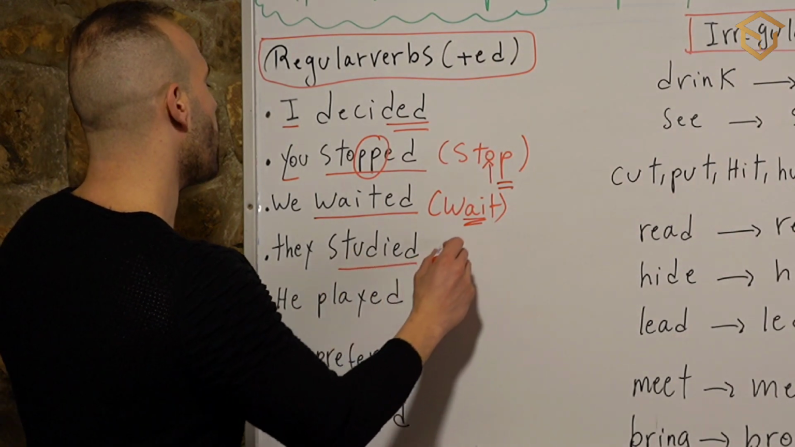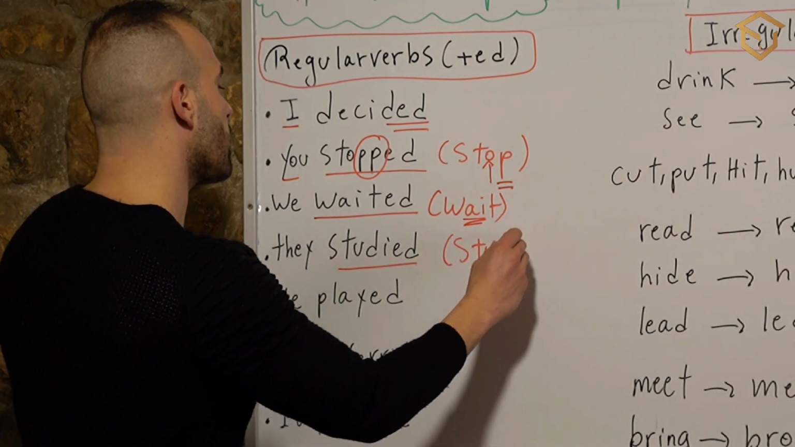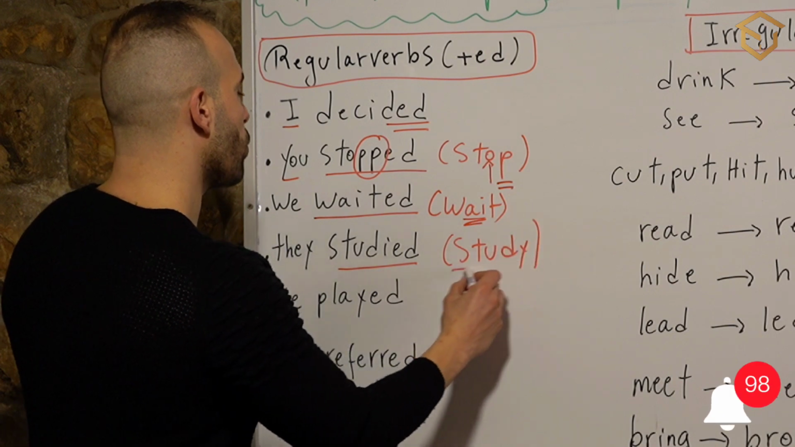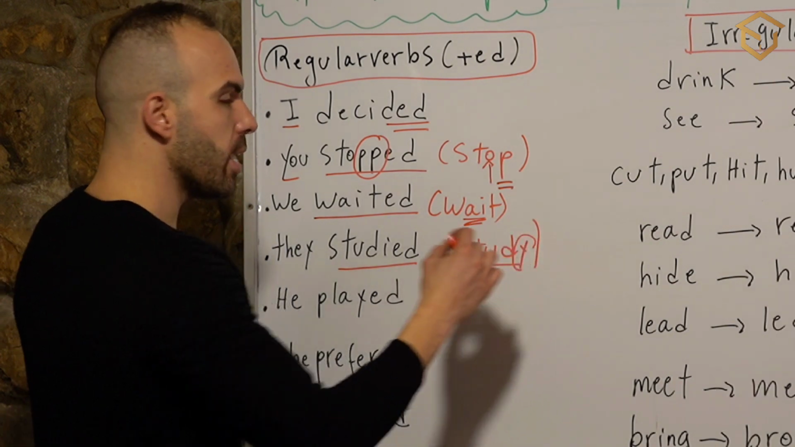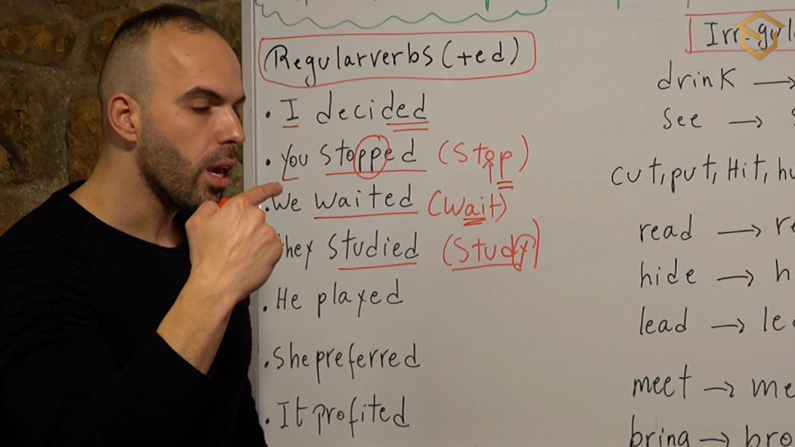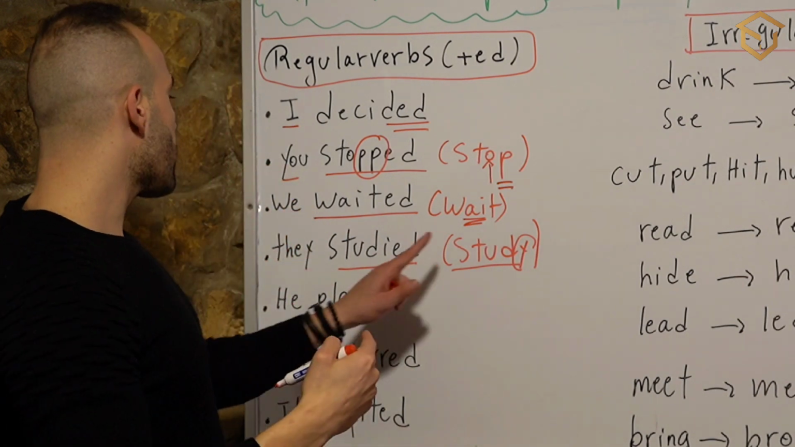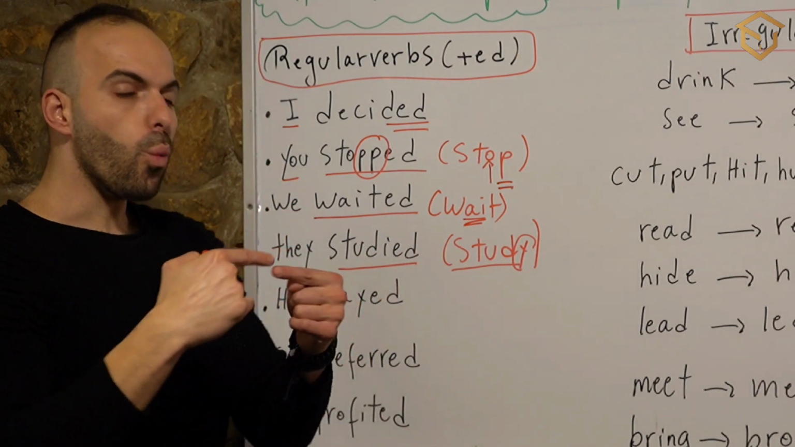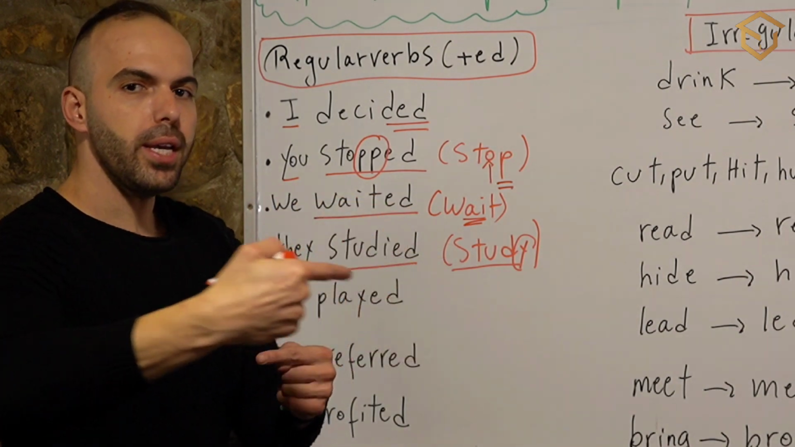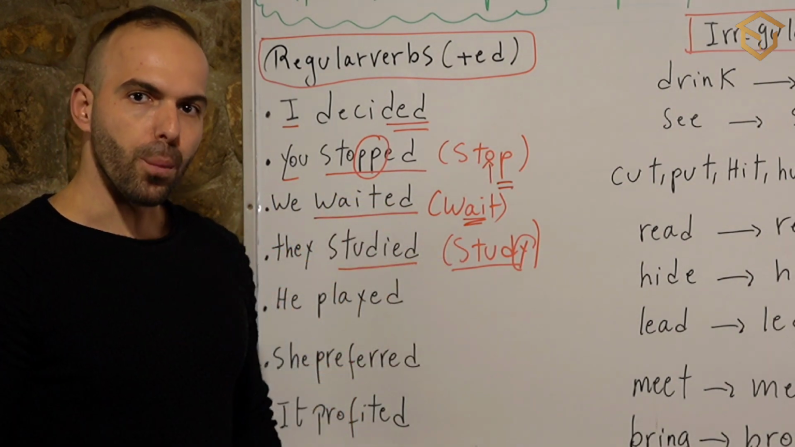Moving to they studied. The original form of studied is study. That's the original form of the verb. As you can see, I'm hearing the E. So study becomes studied. The Y turns into -ied in the past simple form.